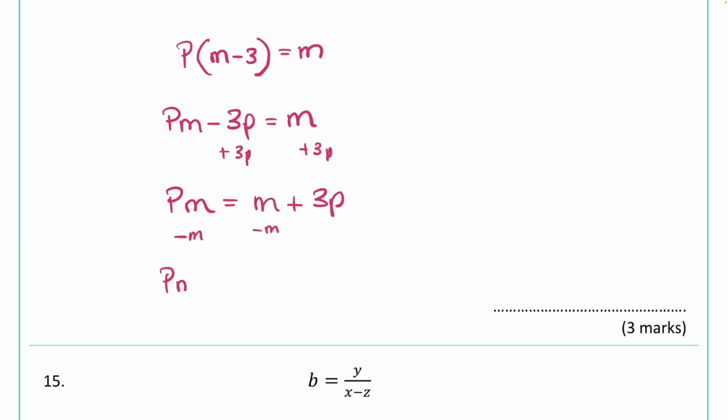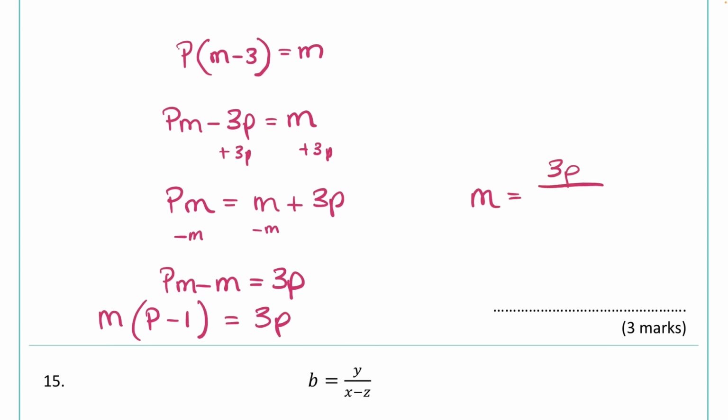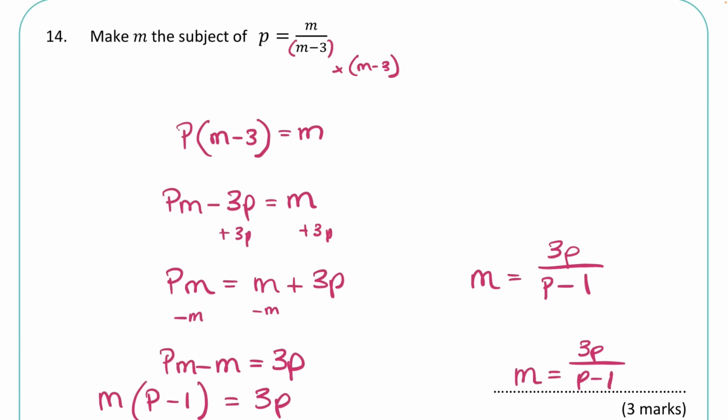Pm minus m equals 3p. Now we can factorise this. We can take m outside the bracket, and it'll be p minus 1 equals 3p, and then you can divide by the bracket, and you get m is equal to 3p over p minus 1. And there we go, there's our rearranged formula. M is equal to 3p over p minus 1. There is another variation of this where you could move the pm to the right. You would have had a minus 3p at that stage, so at this stage here, we'd have left this as minus 3p, we'd have had minus 3p equals m minus pm, and then you could have rearranged it that way as well, and that's absolutely fine too.